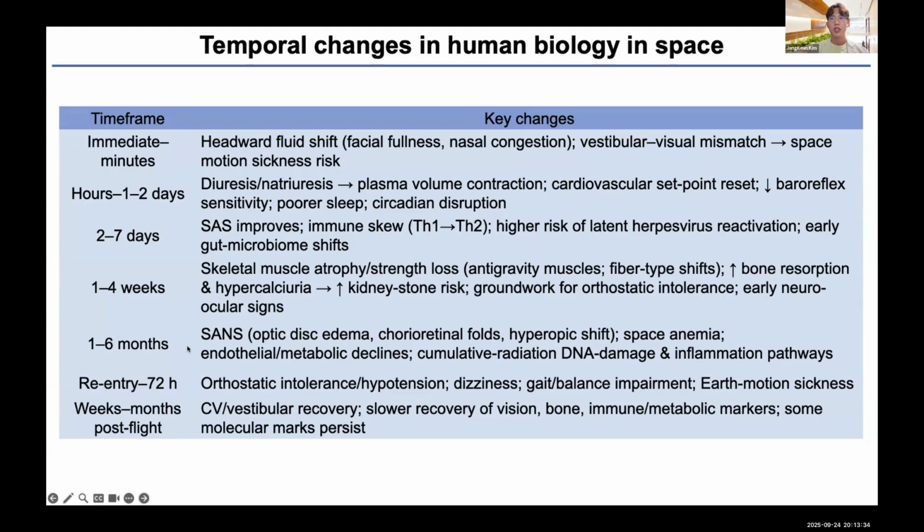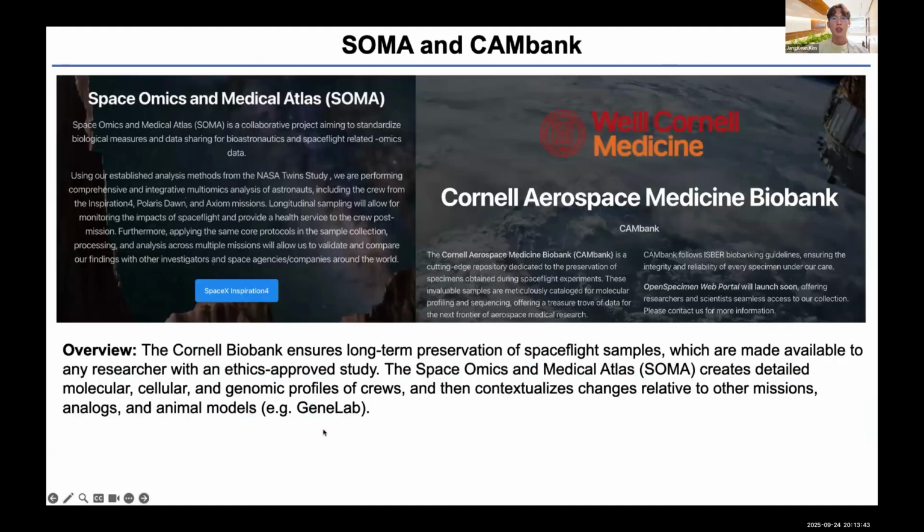After return, most of the changes recovered quickly, but some of the molecular changes persist over 3 months or 6 months, based on our team's research. Our team has two branches. One is SOMA, the Space Omics and Medical Atlas, mainly a database and research team, and the other is CAMBANK, the Cornell Aerospace Medicine Biobank, for the astronaut biobank. We try to share the samples and data as much as possible to collaborate and innovate together. If anyone is interested in some biospecimen or data, please reach out to us.